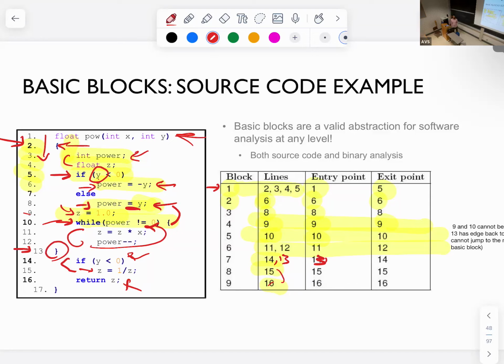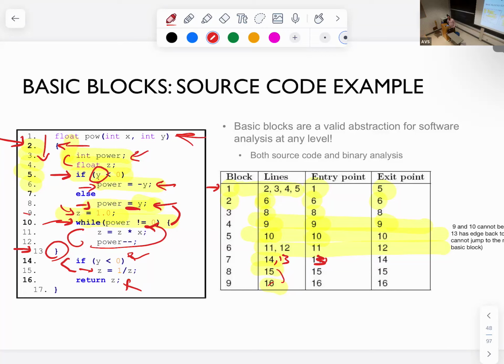So that's the difference. If you remove 13, the curly bracket, and move it up, it doesn't matter really. Nothing changes here. Well, 2 and 3 would be the same, right? So yeah.